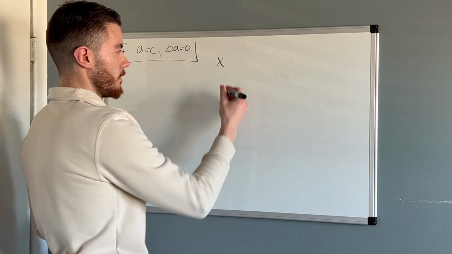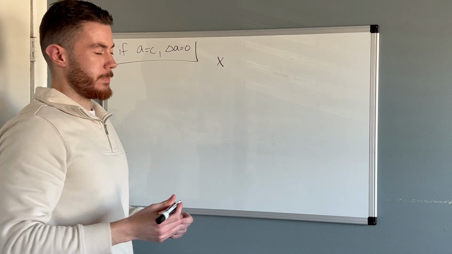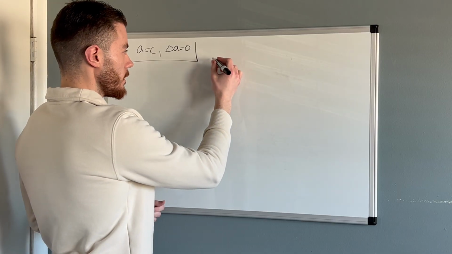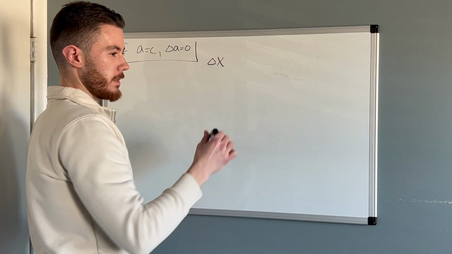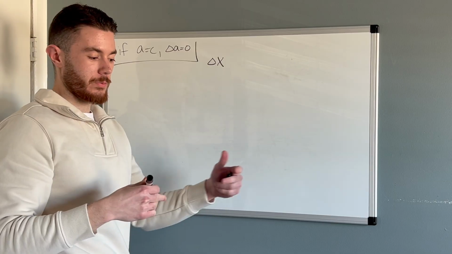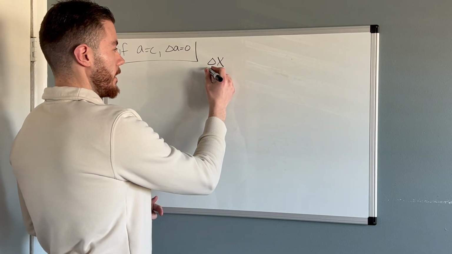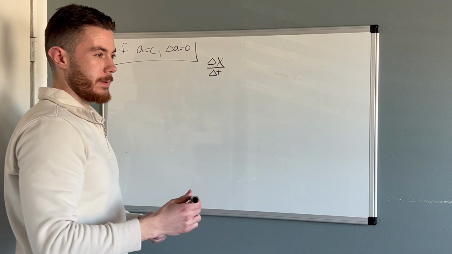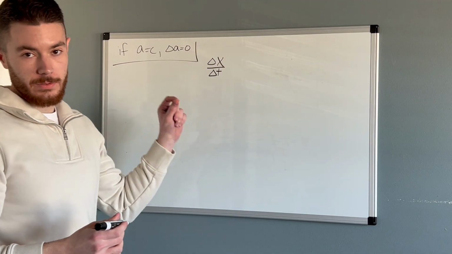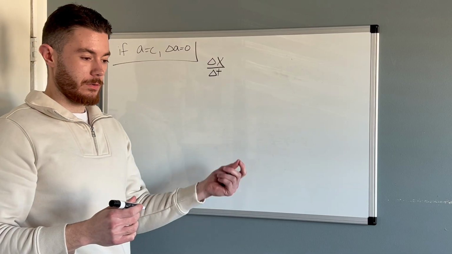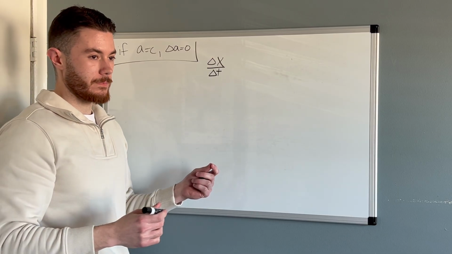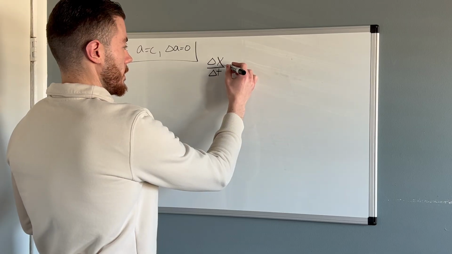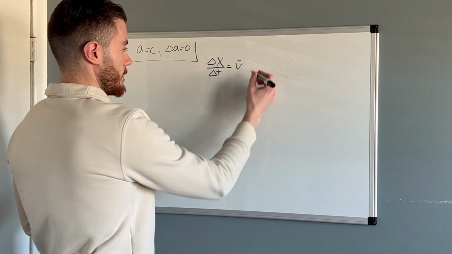So x denotes a position in space. Delta x is a displacement, so the difference between two positions. And if we divide that by some amount of time, so if we start off at one location in space at one time, it takes us a certain amount of time to get to the other location. This is the average velocity.